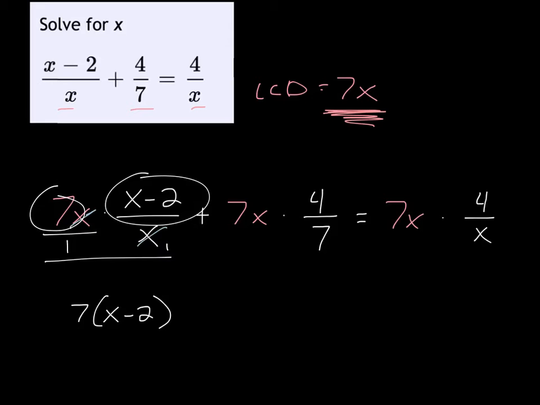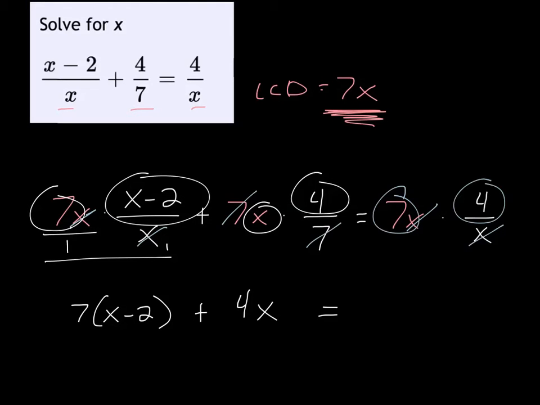Then I'm going to go to the next term, cancel these 7's, and multiply what's left over. In this case, I just get an x and a 4, so this next term is 4x. And then the last term of the equation on the other side here, I cancel these x's, and what I'm left with is a 7 times a 4, which is just 28. So now I've multiplied each term by this least common denominator. What that does is it turns my equation into one without any fractions. This is also called clearing fractions, if you need a review of that concept.